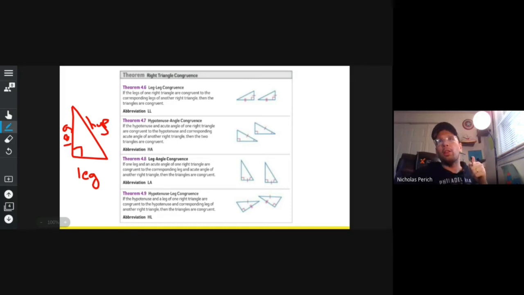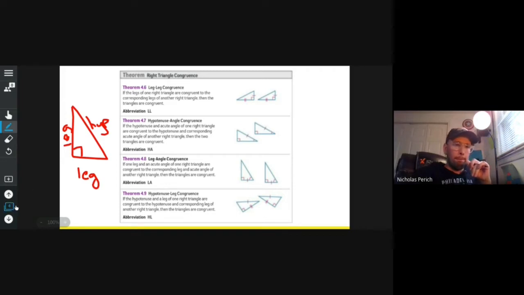All of you singers would love this. Hypotenuse leg congruence is a play off of one that we haven't learned yet. So that's okay. This would be a play off of the curse word. But we're allowed to, this is special. This is a special case for right triangles. Hypotenuse leg: if the hypotenuse and a leg are congruent and it's a right triangle, then you could use HL.